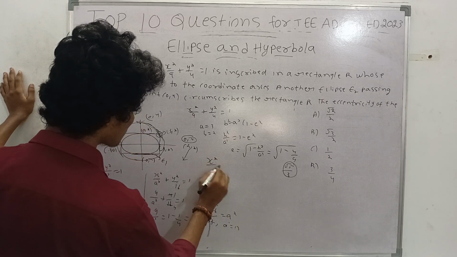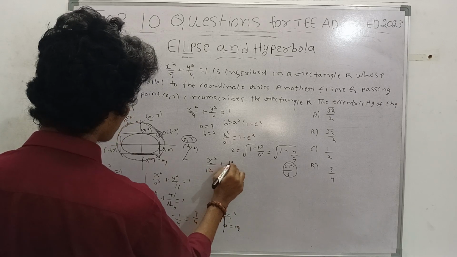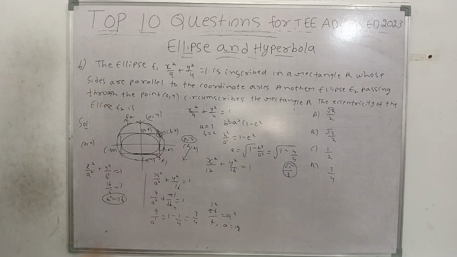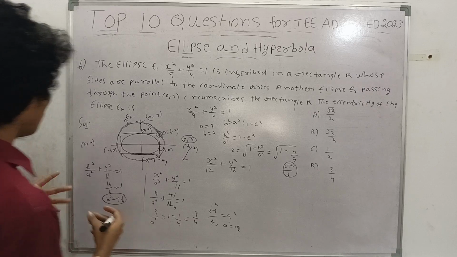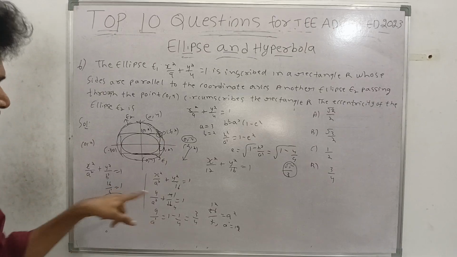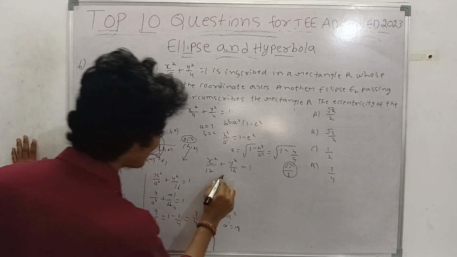So what is the ellipse now? x square by a square, a square is 12, plus y square divided by b square, b square is 16, equal to 1. This is ellipse E2. After knowing the ellipse, we can easily find the eccentricity. Here if you observe carefully, we got a square as 12 and here b square equals 16. So b is greater than a.